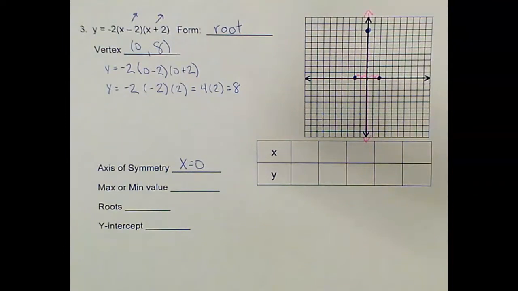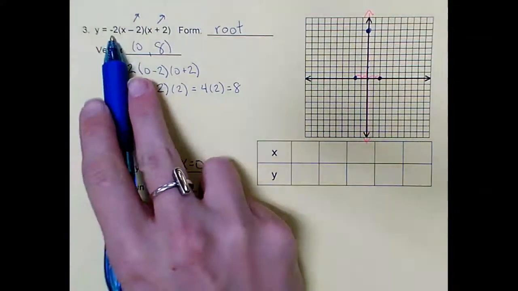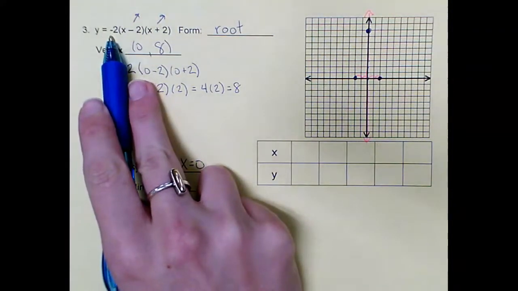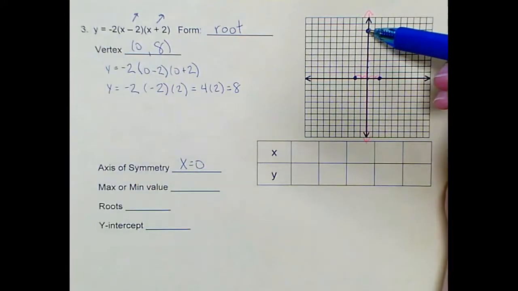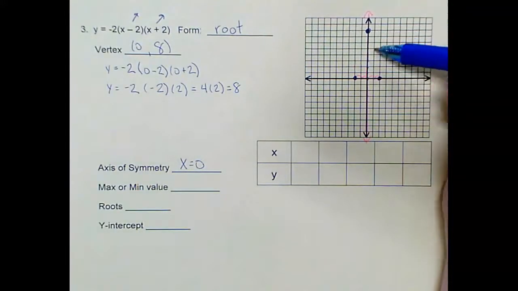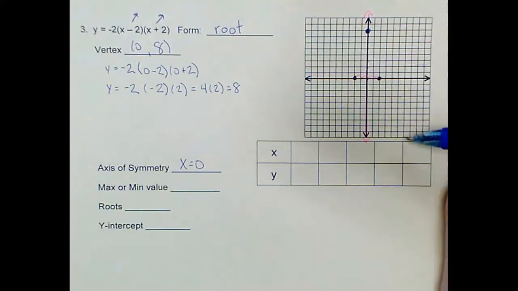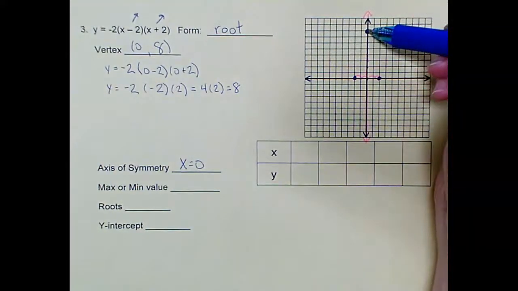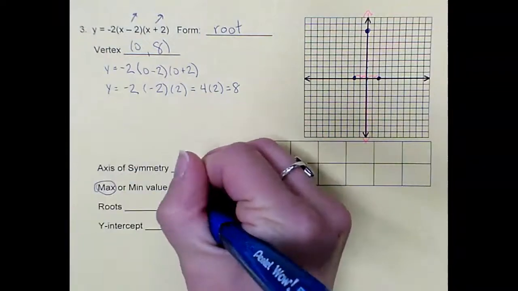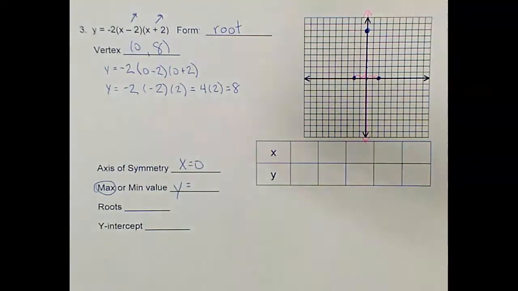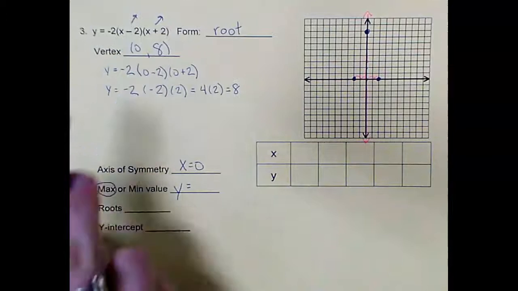Tell me about the way that this parabola opens. Even if you didn't have a graph, you'd be able to tell that it opens down, right? So that negative means it opens down, but I can also see if the vertex is here and the roots are down here, it's going to have to open down. So is this a maximum or a minimum value? Well, it's at the top of my parabola, so it's a maximum value. What is that maximum value? Y equals 8.